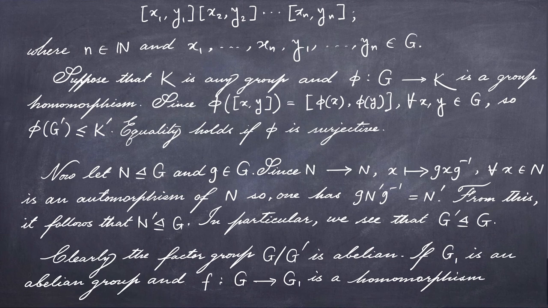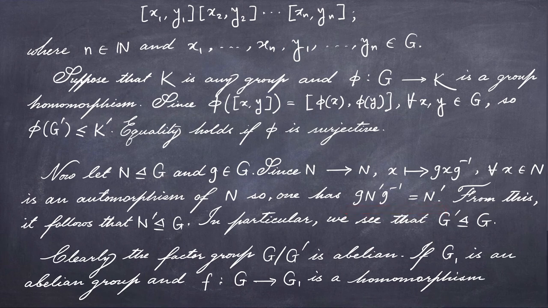Now let N be a normal subgroup of G, and let small g be in capital G. Since N is normal, if we consider the map where each x is mapped to g x g inverse, it is quite clear that this is an automorphism of N. What we have discussed just above yields that under this automorphism the derived subgroup of N maps to itself, and since this holds for any g, the derived subgroup of N, namely N prime, is invariant under all conjugations by elements from G.